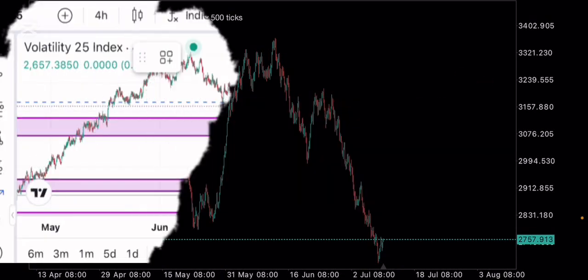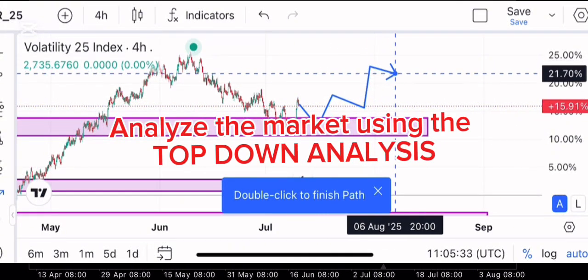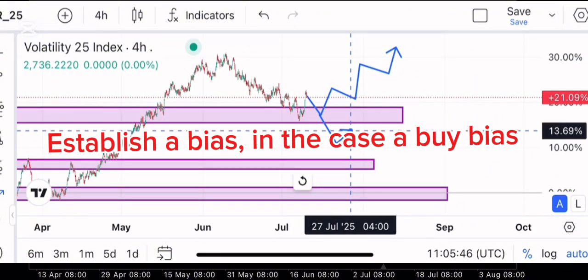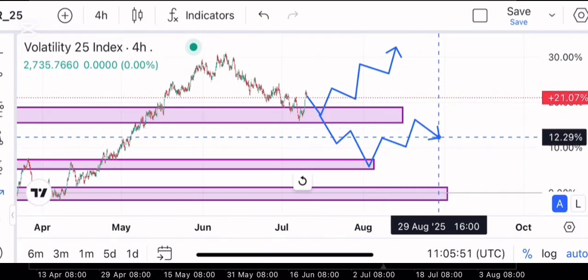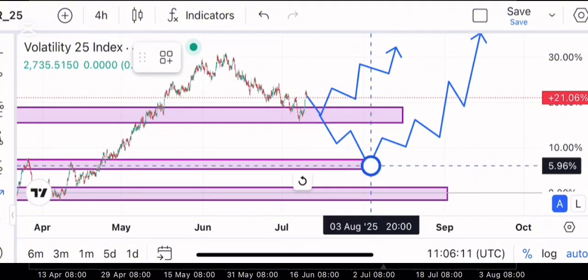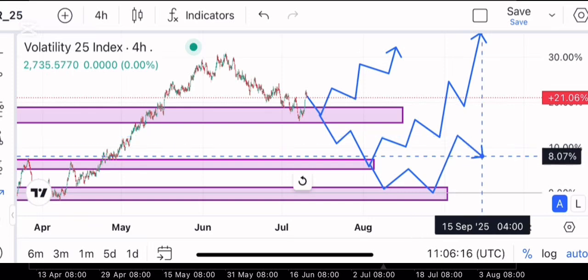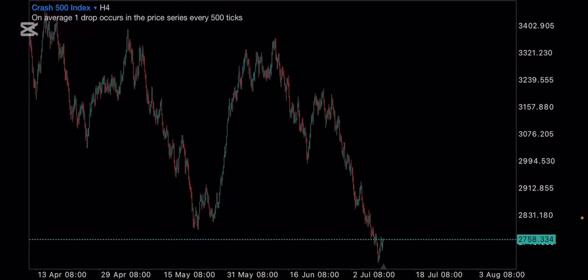So look, in this video, I want to teach you guys how to analyze the market using the top-down analysis. Like I always tell you, this is going to be your game changer. Now, if you're a beginner in trading, you need to understand this. It is about understanding the market from the highest time frame all the way down to the time frame of your interest, where you're going to be taking your trades. If you know how to do this, you will be very, very profitable in trading. Not just in synthetic indices, in every single asset you decide to trade.